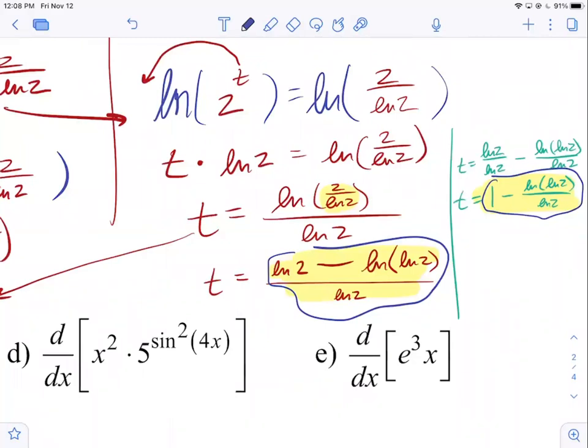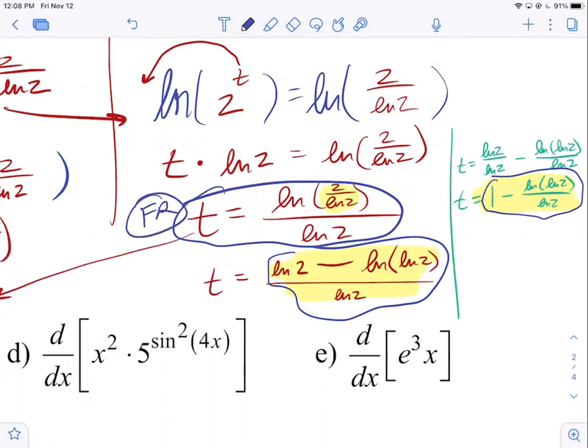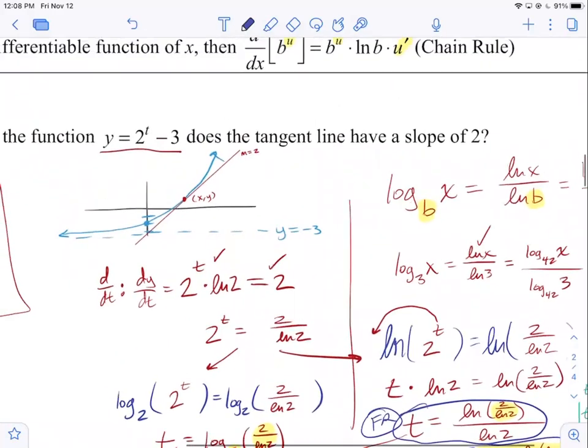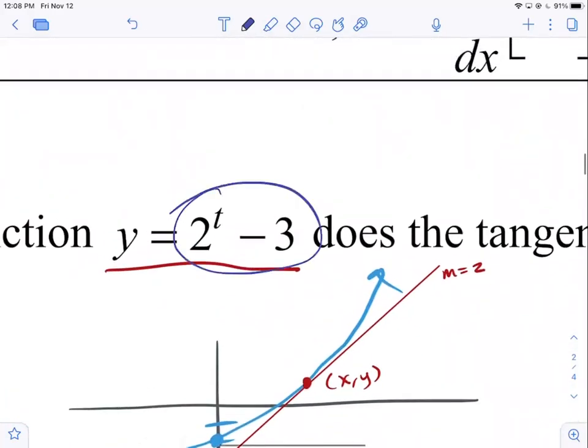Free response, though, you get t equals this right here, and you're done. Now, if you needed to find the y value that went along with it, all you'd have to do is plug it back in right here.